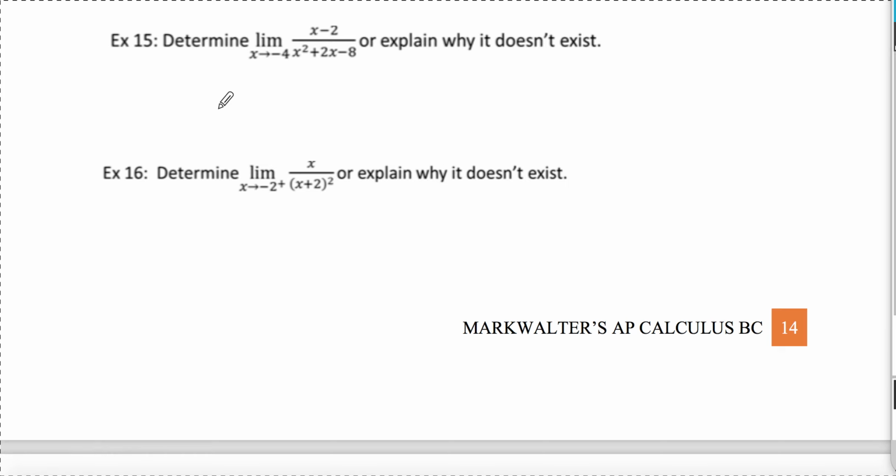All right, let's take a look. We're trying to find the limit as x approaches -4 of this function here. Let's just go ahead and plug in and see what we get. The limit as x approaches -4.